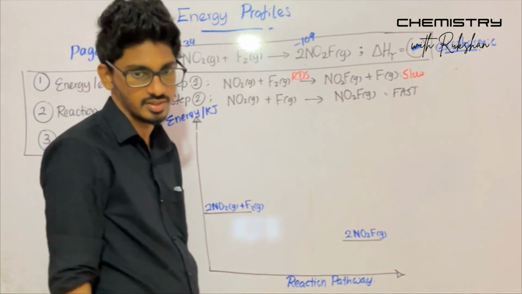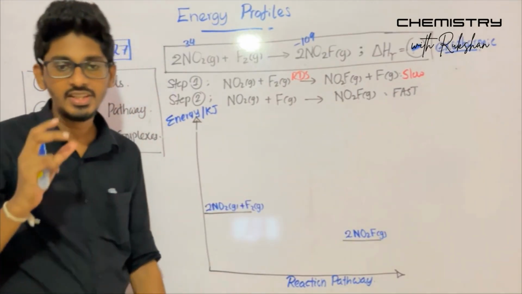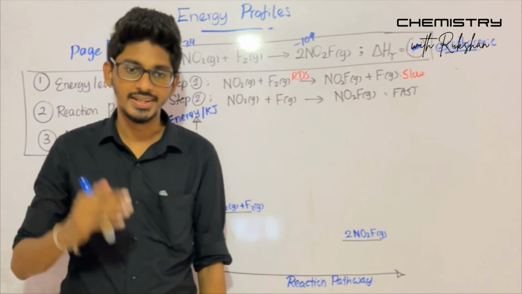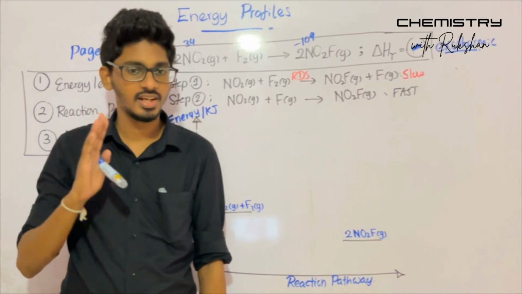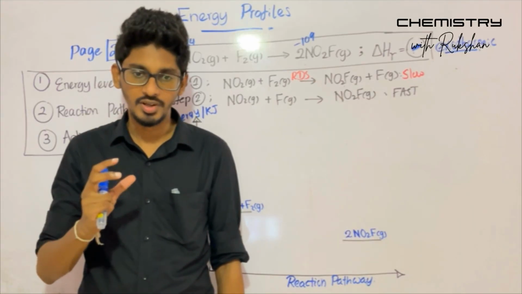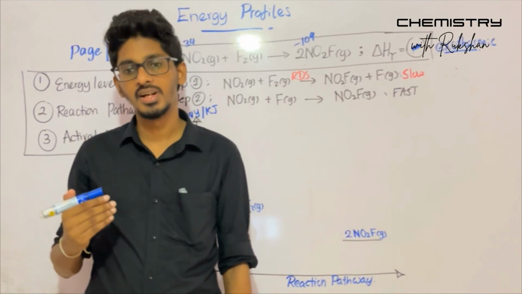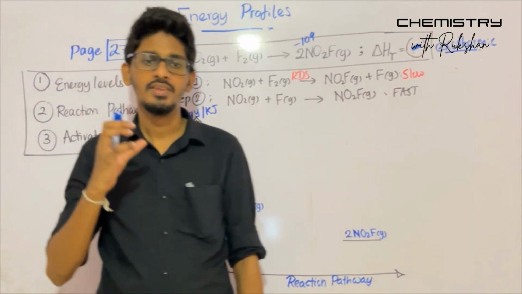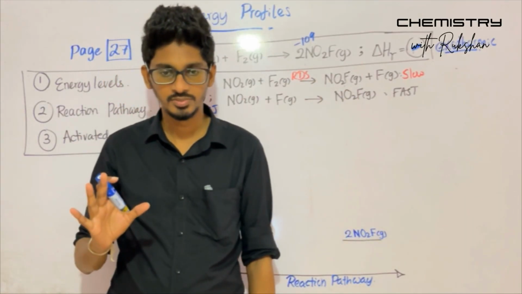Then next, after writing the reactants and the products and their energy levels, we are supposed to come up with the intermediate states and their energy levels. How to draw that? It is like this. I said in the last lesson that always the intermediates are less stable than the reactants and the products of your overall reaction. That is understood, no?